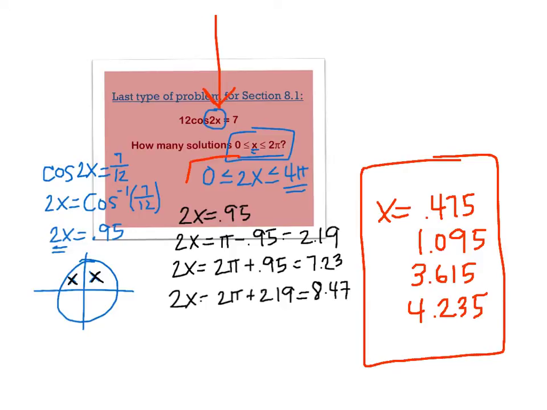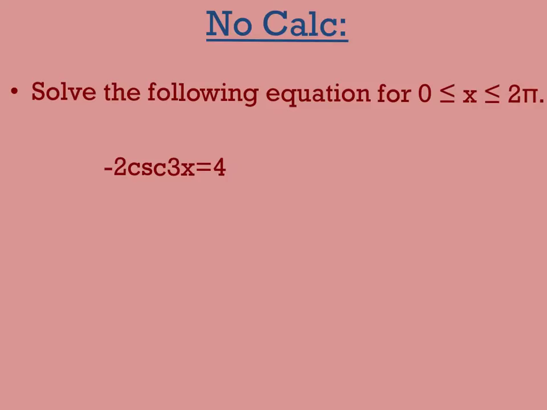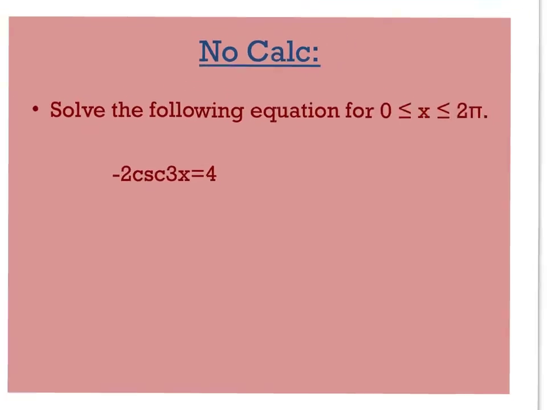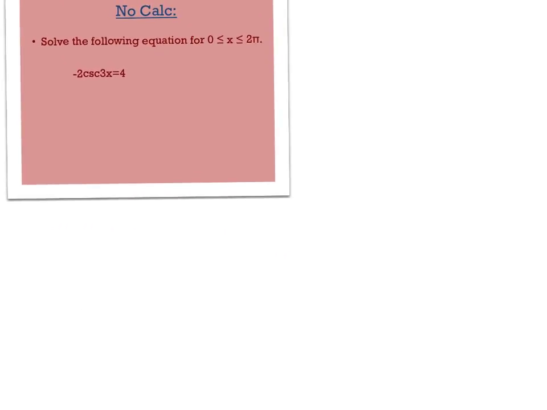So once again, we started with this 2x in our problem. What it did was expanded our domain. By doing that, we doubled the number of answers that we're used to, and we ended up with 4 answers. So let's look at one more of these without a calculator. Slide this out again. We're 0 to 2 pi, so we're once again in radians, and we have negative 2 cosecant of 3x equals 4.